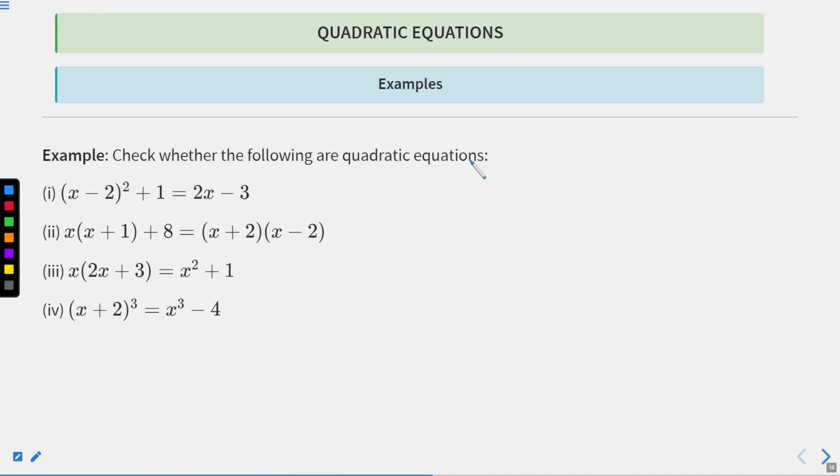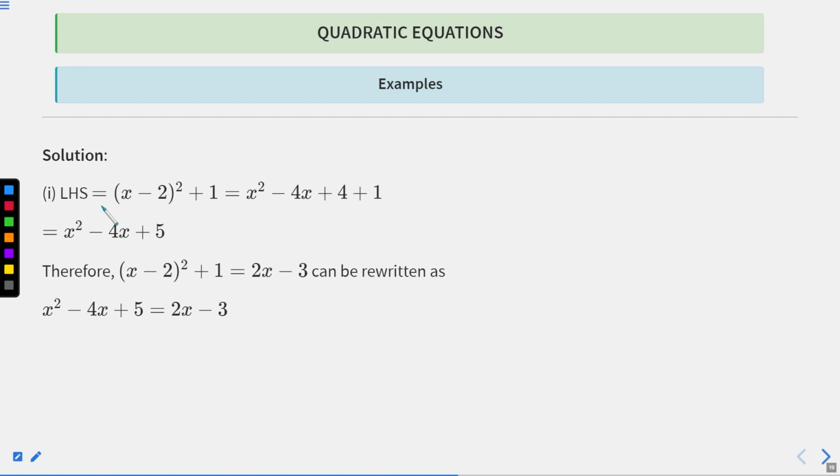In the next examples, we have to check whether the following are quadratic equations or not. We know how to check whether an equation is quadratic or not. In the first one, we are given x minus 2 whole square plus 1 is equal to 2x minus 3.